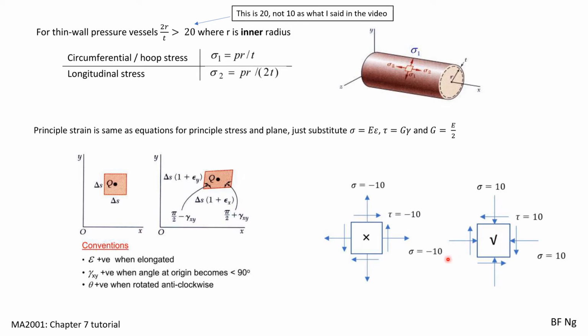Same thing for shear. If there is an upward arrow on the right hand surface and tau is negative 10, you should draw the arrow downwards instead, and then you put tau as positive 10.